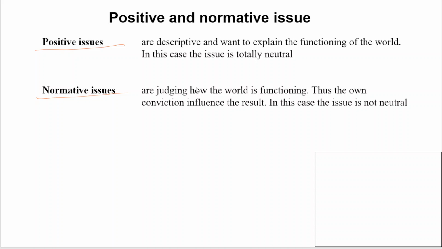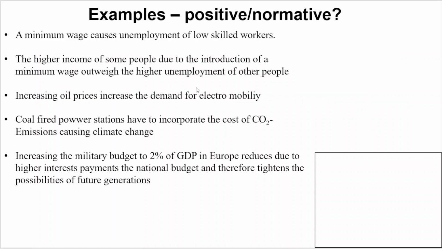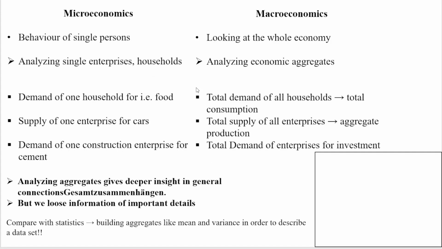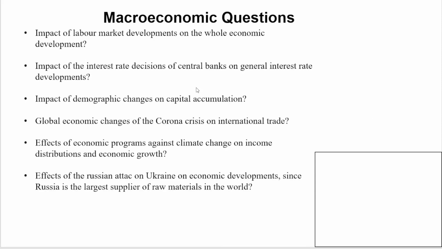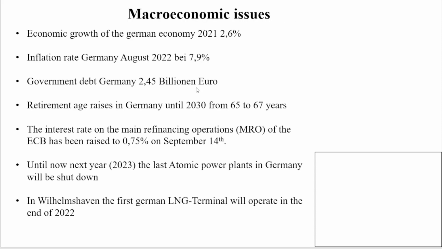Then you have made your assumptions, and then you say, well, given these assumptions, increasing minimum wages just increases unemployment. And here we had some examples for this. Well, I do not ask you the difference between micro and macro. This was also for motivation.